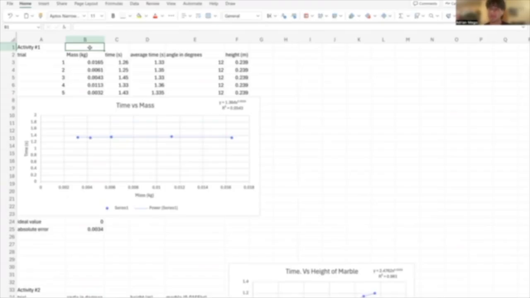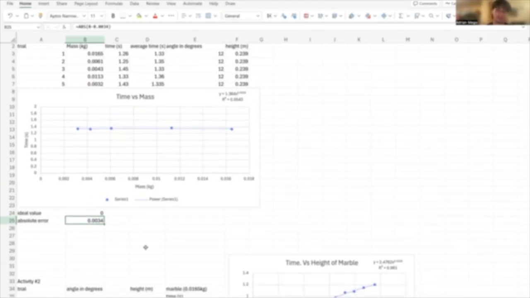Okay, so now let's talk about the results and the conclusion of our experiment. So our first activity was successful as there was no correlation between the mass and the amount of time it took for an object to roll down a ramp. As you can see, our ideal value was a 0, flat line, and the exponent we got was 0.034, so this was our absolute error.